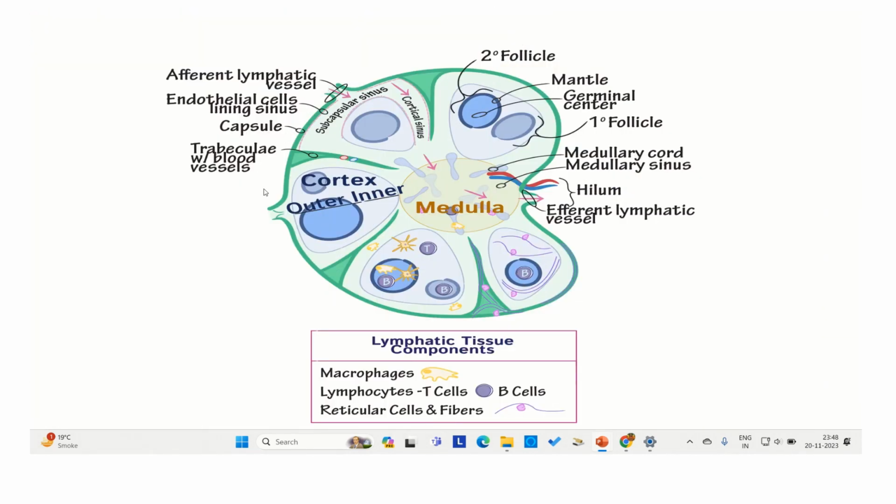You can see here, this is the structure of a lymph node, bean shaped. This is the convex surface from which many afferent vessels are entering. So this is the hilum through which one or two efferent vessels will leave, and the artery and vein will enter. This is the central part, medulla, and this is the peripheral part called cortex. You can see this is the capsule, and these are the trabeculae, and this is the subcapsular sinus, and this is the cortical sinus. These are the medullary sinuses. So we'll deal with them further. You can see the components are briefed here: macrophages, lymphocytes, B lymphocytes, reticular cells, and fibers.